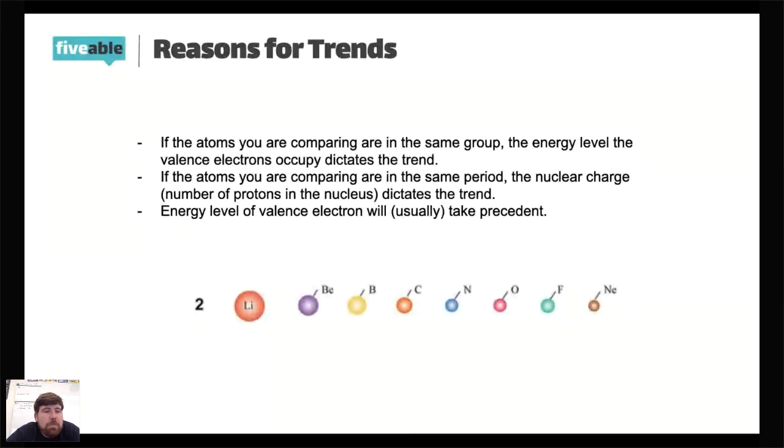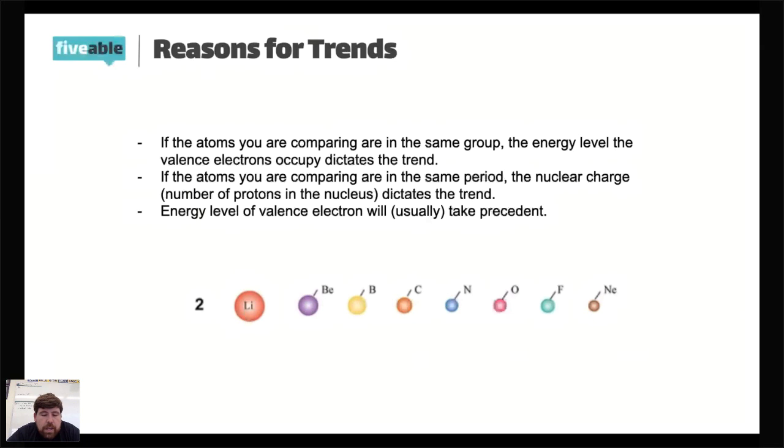If the atoms you are comparing are in the same period, that means left and right, then the electrons are in the same energy level. You cannot use that to define your trend. It is all about the nuclear charge in that case. Nuclear charge is defined as the number of protons within the nucleus.